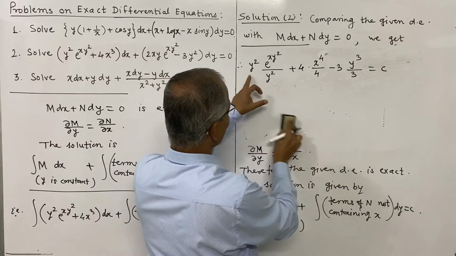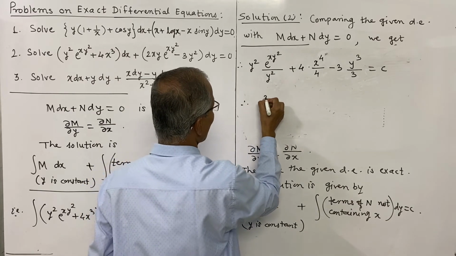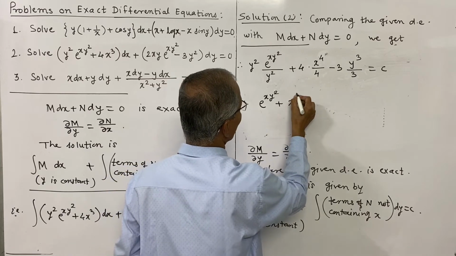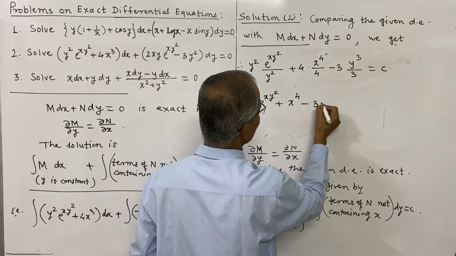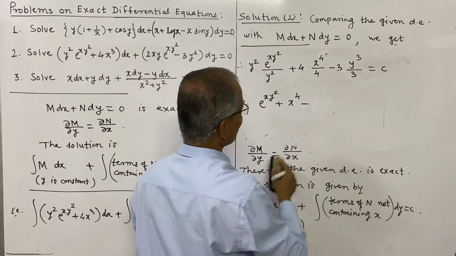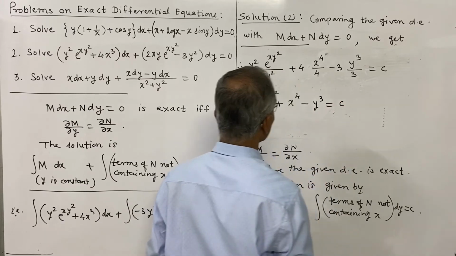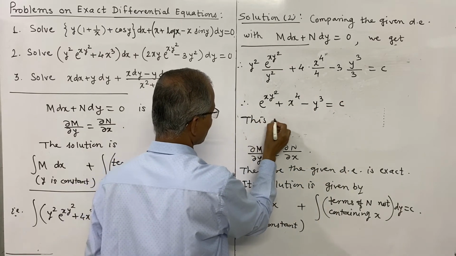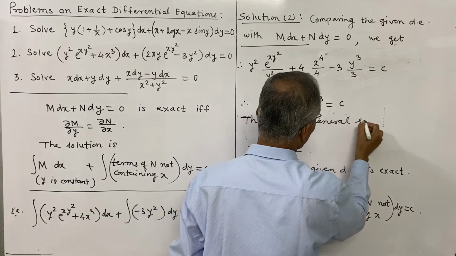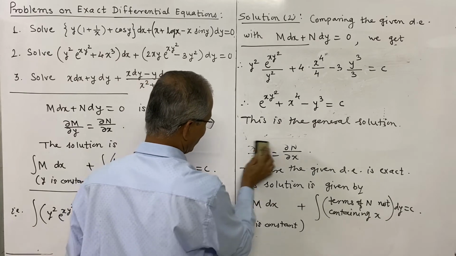Y square divides out, and it remains e to the power x into y square plus x to the power 4 minus 3 cancels, also divides out, and minus y cube is equal to constant. So this is the general solution, and this completes the solution of second problem.